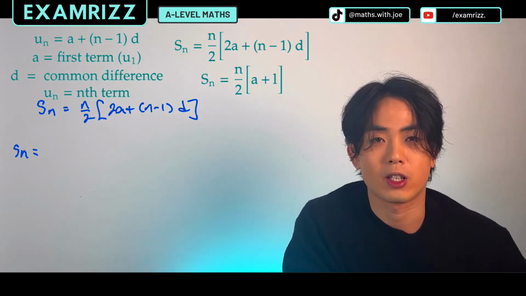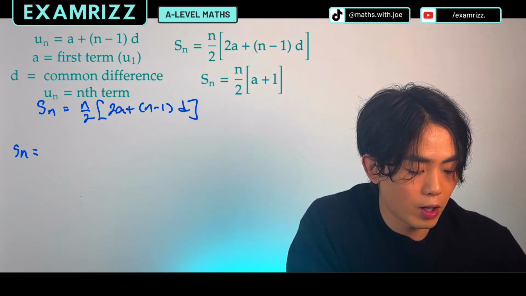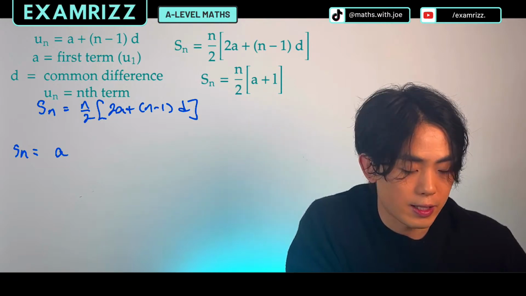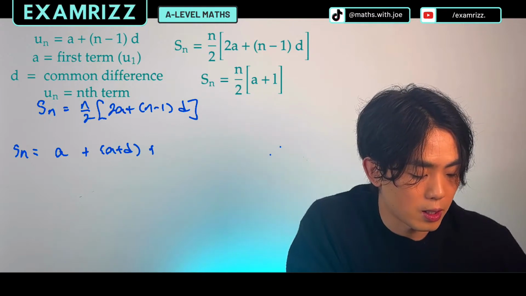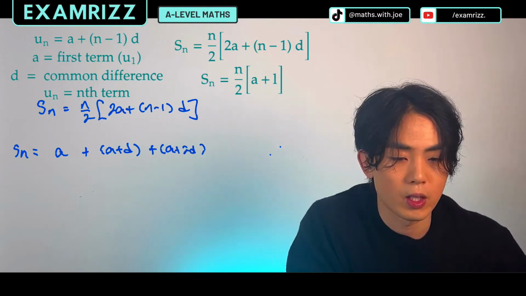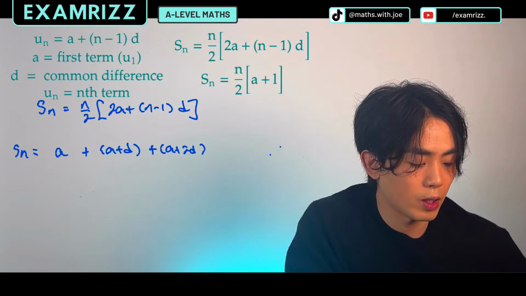So if we write it in the generic terms in terms of a and d, the first term will be a. The second term will be a plus d, right? And let's just write one more. So plus a plus 2d, like so. So these are the first 3 terms.